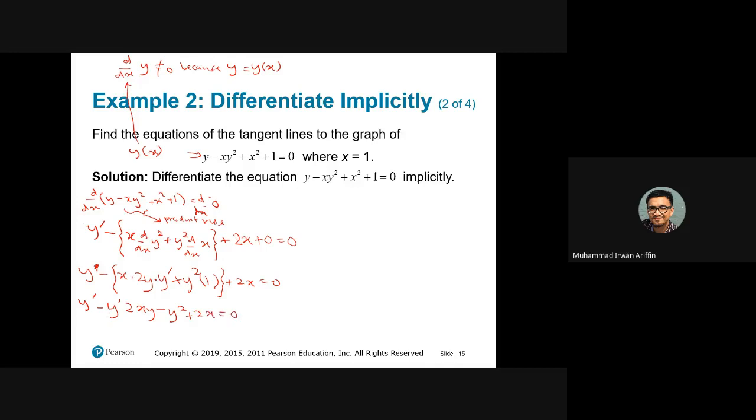Now we need to collect the y prime, so collect all the y prime on one side. So y prime times 1 minus 2xy, and bring all the other terms to the other side. This would give me y squared minus 2x. So my y prime, the derivative, is y squared minus 2x divided by 1 minus 2xy.